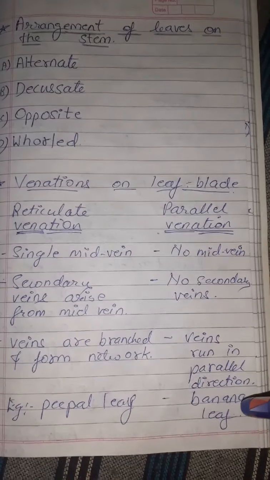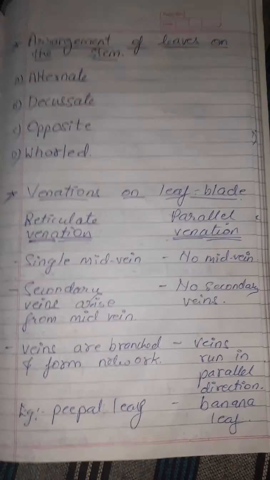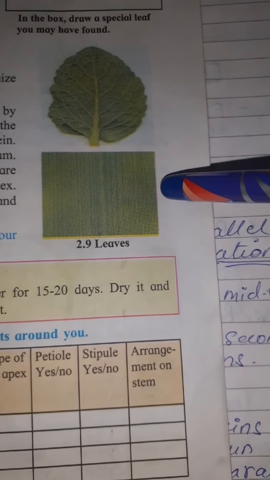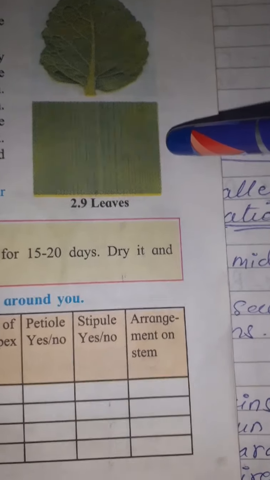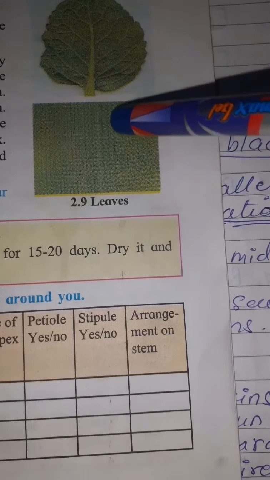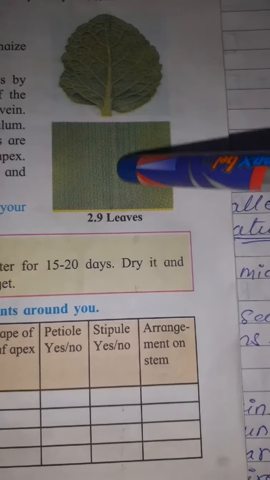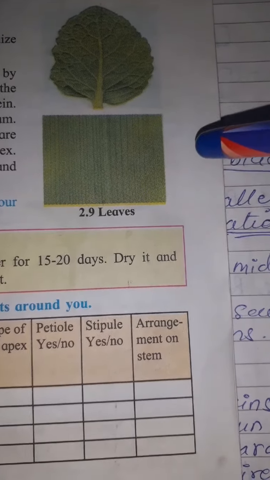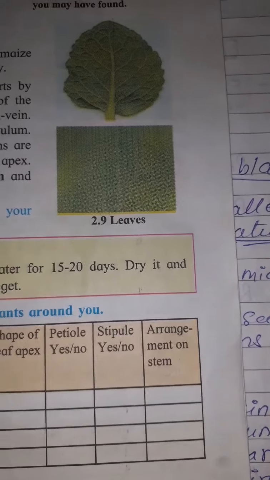For example, the leaf of banana. This is the venation showing on a leaf which is parallel. All the lines run in one parallel direction. There is no mid vein, there is no secondary vein, no branching.